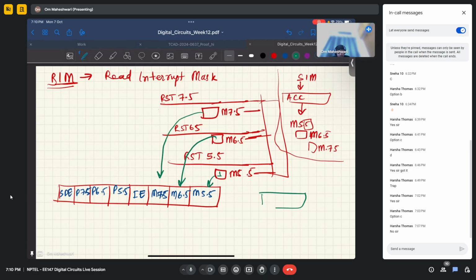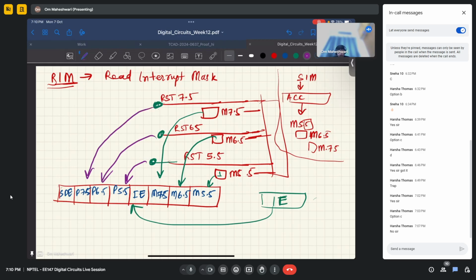Interrupt enable is we have set interrupt enable in our program as high or low. It will set this. P corresponds to what you have applied at these pins of 5.5, 6.5, and 7.5. Whatever it is, 1 or 0, it corresponds to these. SD is serial data enabled or disabled. It just checks that.